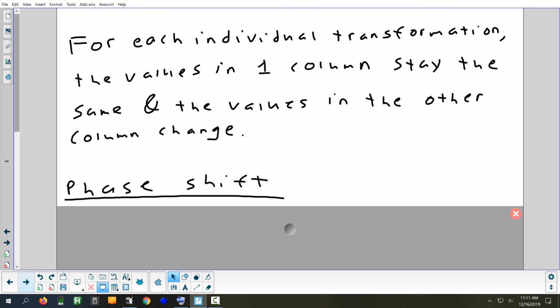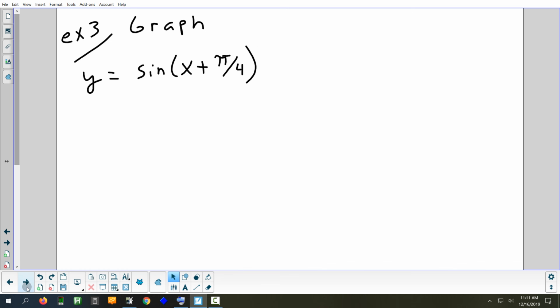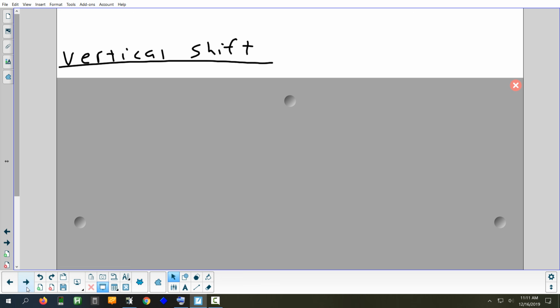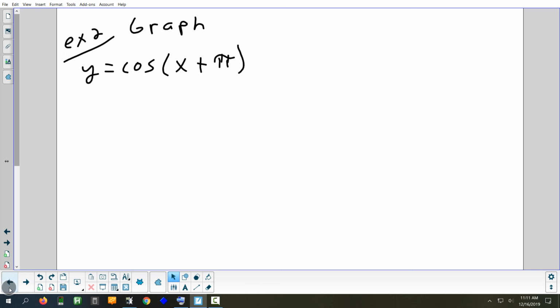All right, so everything I talked about up until now is just kind of general. Now I'm going to get into specific transformations. We're going to do two of them today. We're going to do phase shift, and then we're going to do vertical shift. So we're going to do the two shifts today.